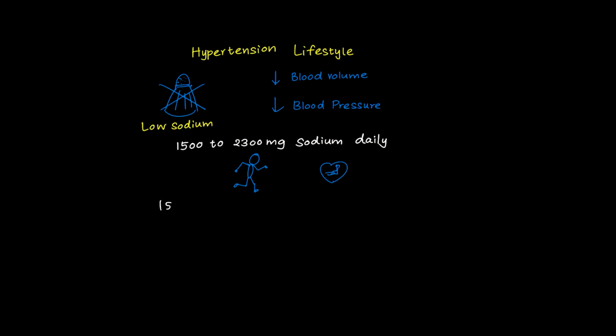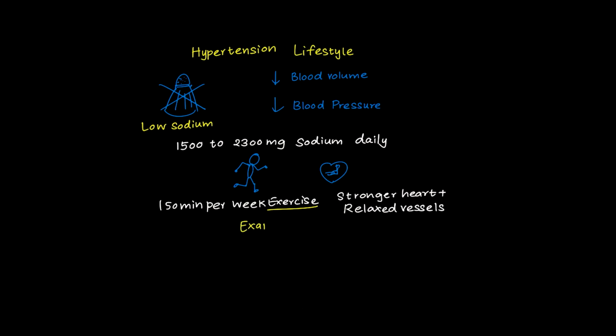Second, physical activity. Regular aerobic exercise, about 150 minutes a week of moderate intensity, strengthens the heart so it pumps more efficiently and relaxes blood vessels over time. Together, these two changes can drop systolic blood pressure by 10 to 15 points, enough to keep many patients off medication entirely. Option A directly raises blood pressure. Option C drives weight gain and insulin resistance. Option D constricts vessels and damages their lining.